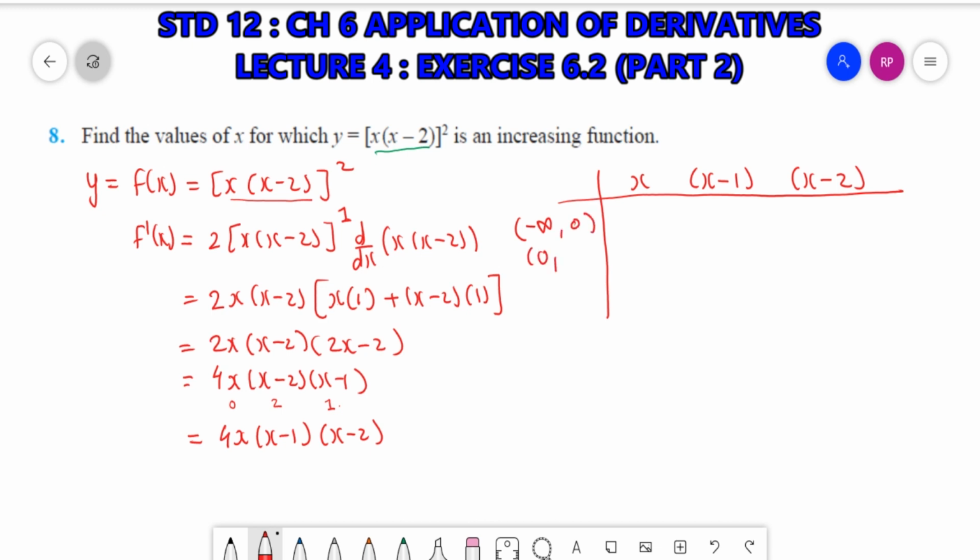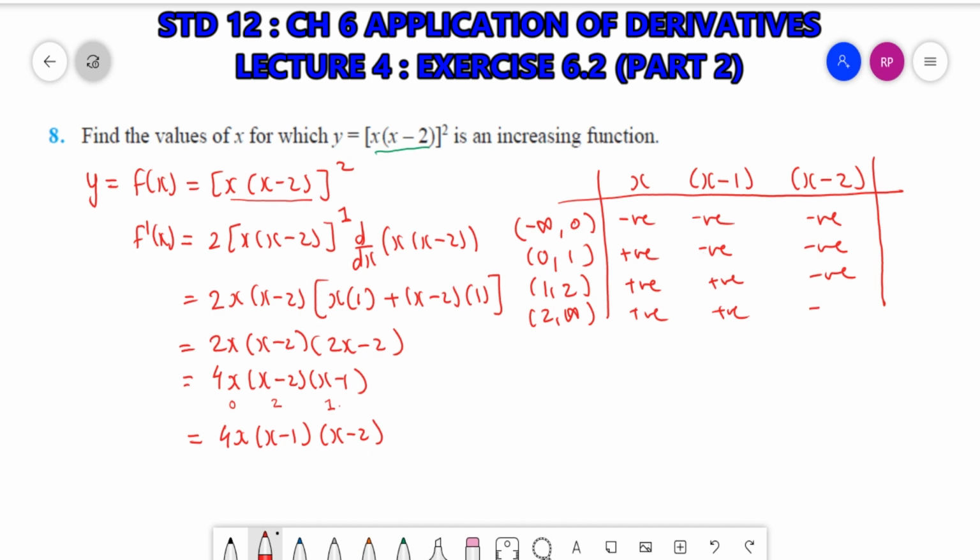Okay, then 0 to 1. Then from 1 to 2, and from 2 to infinity. Right? So what was our shortcut? In the first, all negative. Second, first positive, other two negative. Third, first two positive, third negative, and fourth, all positive.